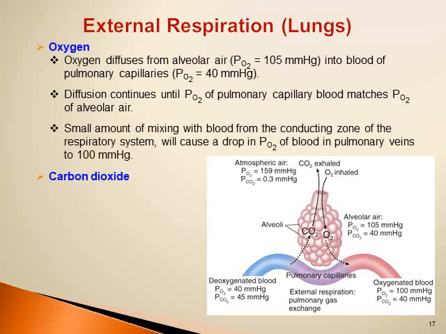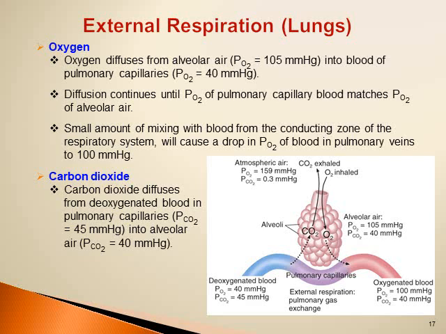A small amount of mixing with blood from the conducting zone of the respiratory system will cause a drop in the partial pressure of oxygen in the pulmonary veins to 100 millimeter mercury. As I explained in one of the previous slides, the partial pressure of oxygen in the blood supplying the tissue is 100. It is about 5 millimeter mercury less than the blood leaving the lung, because the blood leaving the conducting zone will mix with the blood coming back from the alveoli.